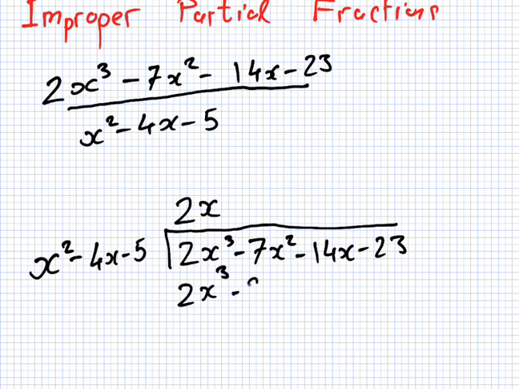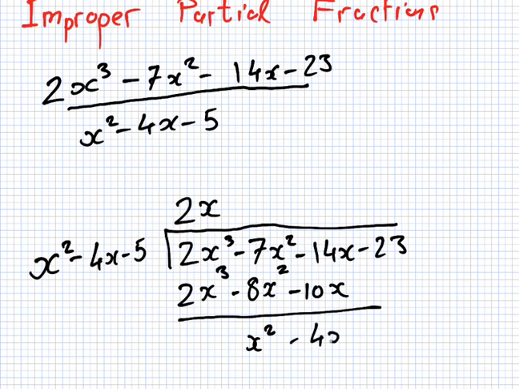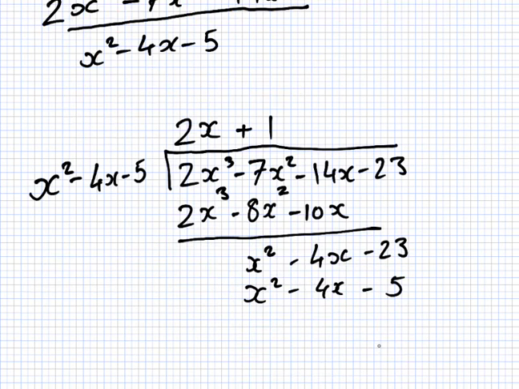2x cubed minus 8x squared minus 10x, that should be squared there. Subtracting, I get x squared and then minus 4x minus 23. So the last one here must be just 1. So I get x squared minus 4x minus 5. So there is a remainder here. Minus 18, I think, isn't it?